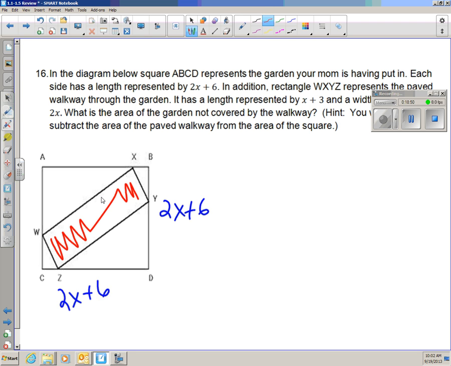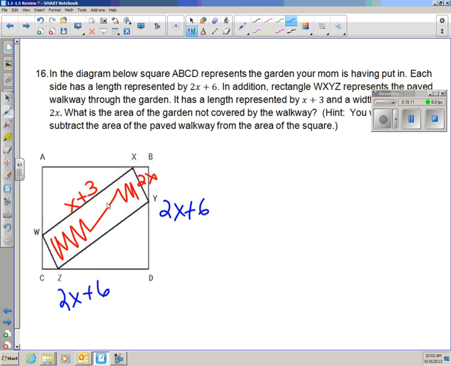And it says that we've got this being x plus 3 and this being 2x. So it wants you to find the area of the garden not covered by the walkway. So we basically want to find out what's not shaded. And it gives you a hint. You need to subtract the area of the paved walkway from the area of the square.